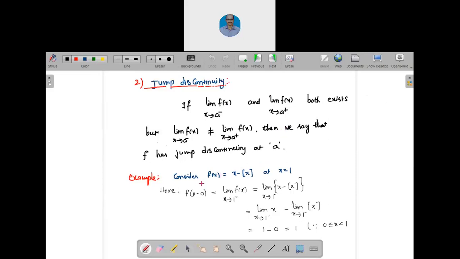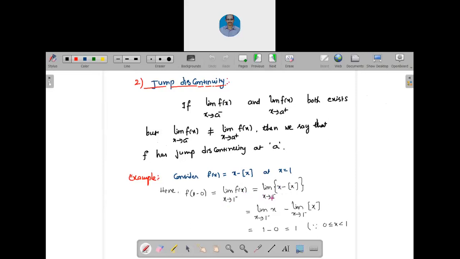We consider an example: f(x) = x minus [x]. We discuss the discontinuity of f at x = 1. Here, the left limit at a, denoted by f(1 minus 0), is equal to the limit of f when x tends to 1 from the left side. This is nothing but x minus [x].